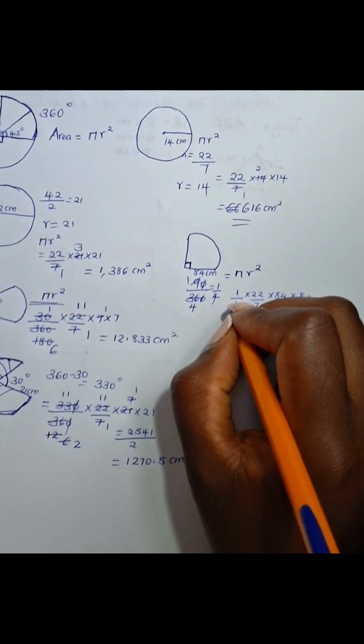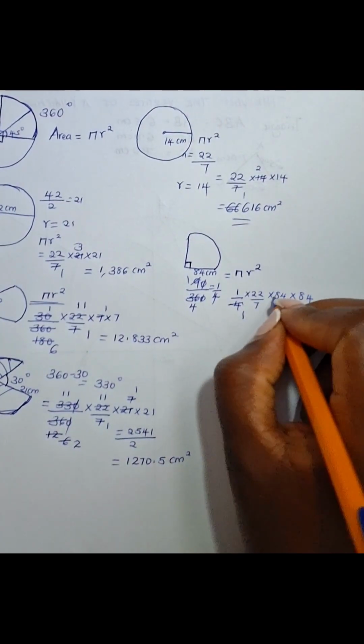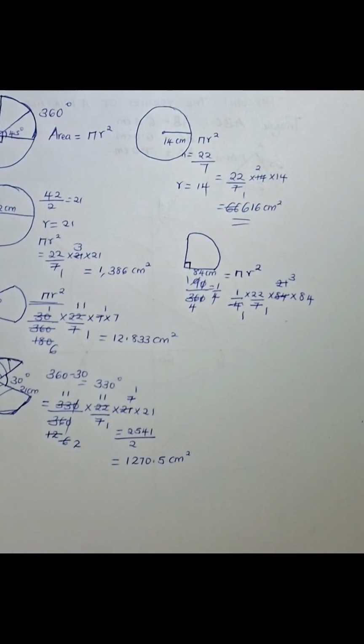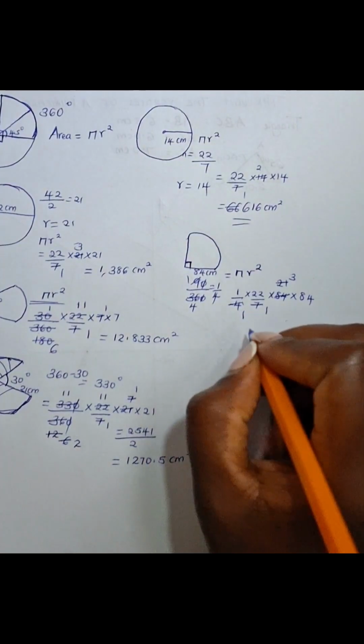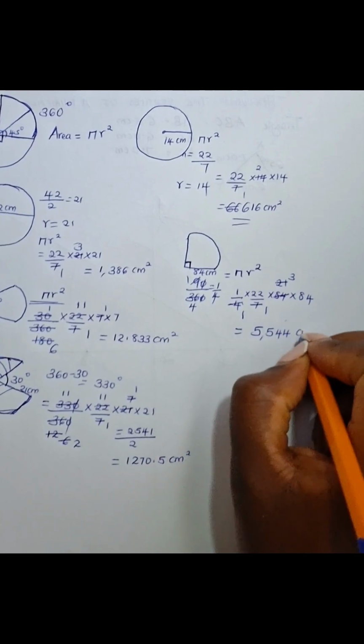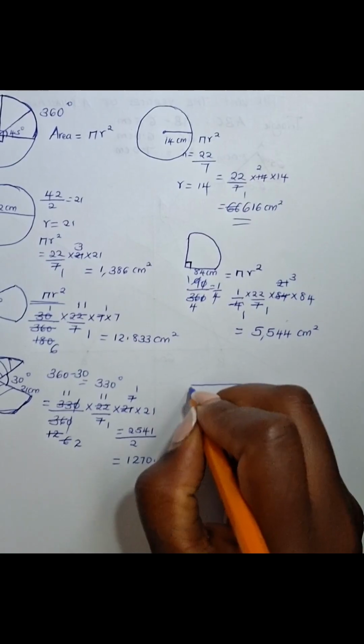So in fact, 84 is divisible by 4. 84 divided by 4, so by 4, 1, by 4, 21, by 7, 1, by 7, 3. So in your calculator, input 22 times 3 times 84, and you'll get 5,544 centimeters squared. Okay? What about a semicircle?